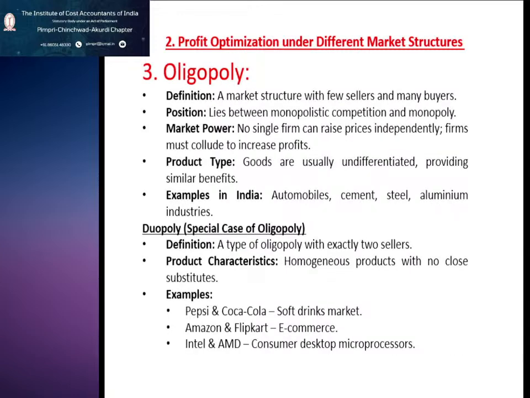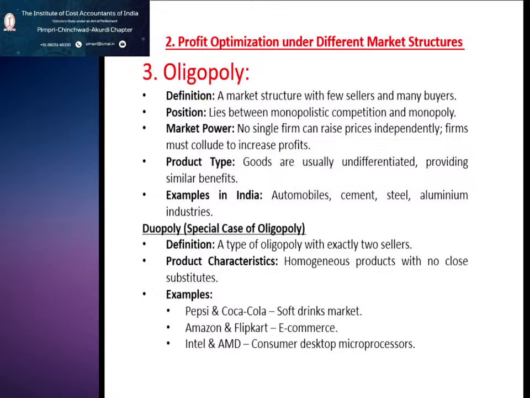Then the third category is oligopoly. Oligopoly, by definition, is a market structure with few sellers and many buyers. Its position lies between monopolistic competition and monopoly per se. On market power, no single firm can raise prices independently. Firms must collude, joining hands to increase profits. Goods are usually undifferentiated, providing similar benefits. Examples in India are the automobile sector, cement, steel and aluminum industries.